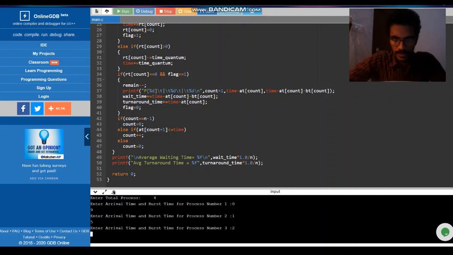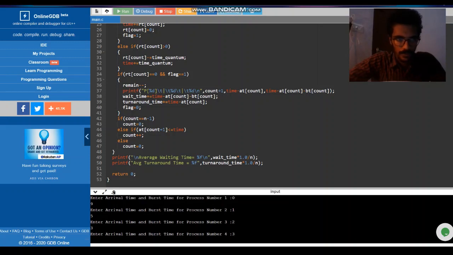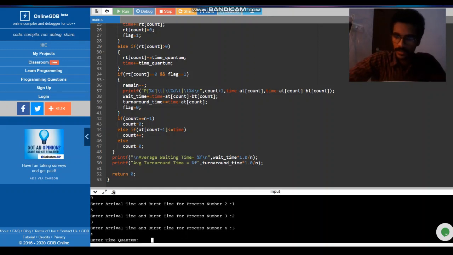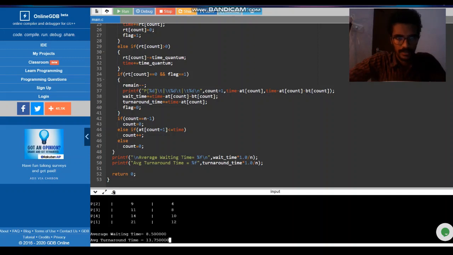2, 3, and 3, 4. I'm giving my time quantum as 5, and then I'm just entering it.